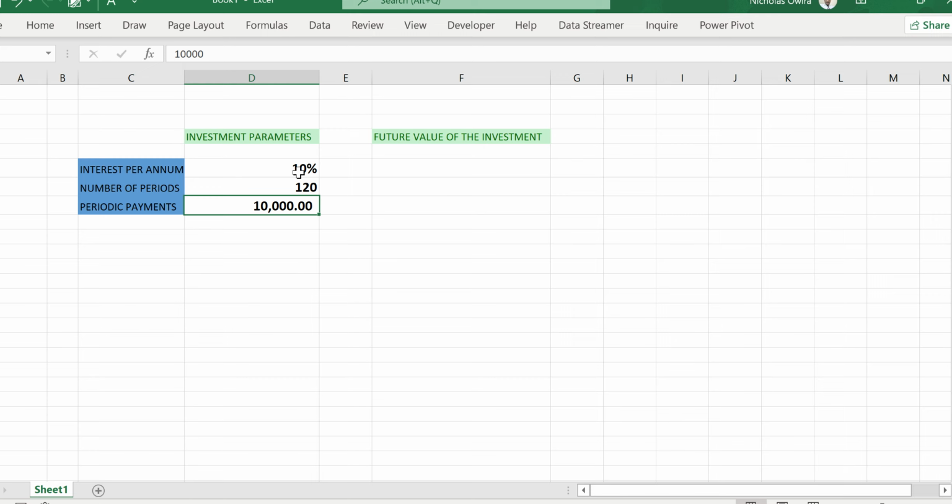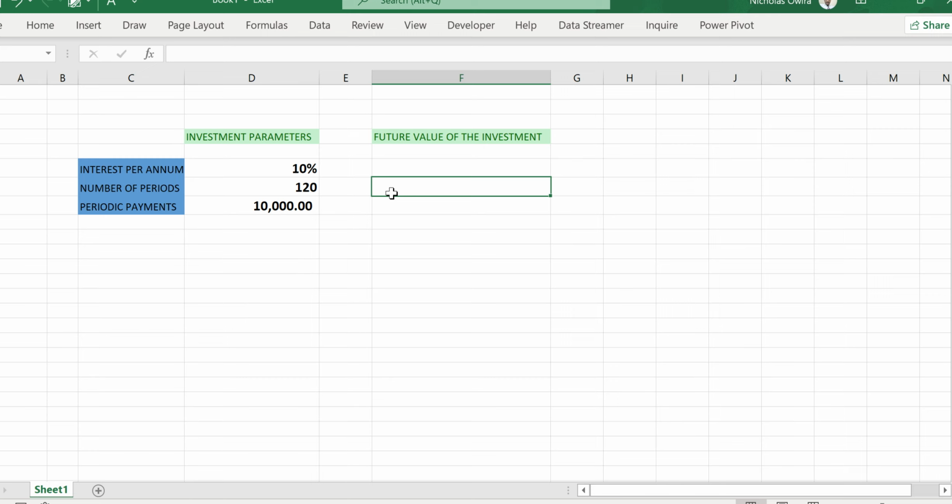That means that if this person deposits 10,000 into the investment account this month, another 10,000 is going to be invested the following month, up to the end of the 120 months. Now the question is, what will be the value of the investment at the end of the 120 months? This brings us to what we refer to as the future value of an annuity.